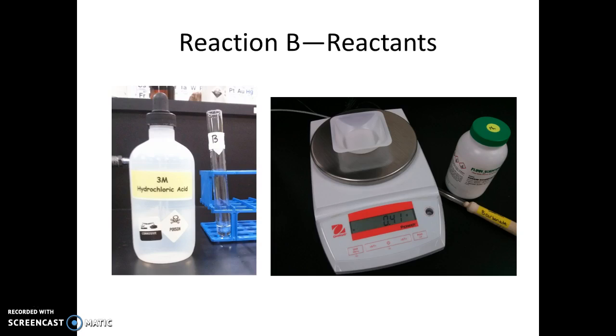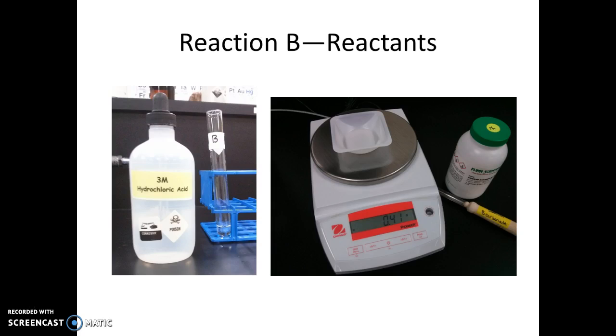The next reaction that you're going to be doing, reaction B, uses hydrochloric acid. Again, you just need to use 1 squeeze of the hydrochloric acid. With the nitric acid and the hydrochloric acid, they're both corrosive solutions, and you want to be careful when you're using them. You want to get 1 squeeze of the hydrochloric acid.